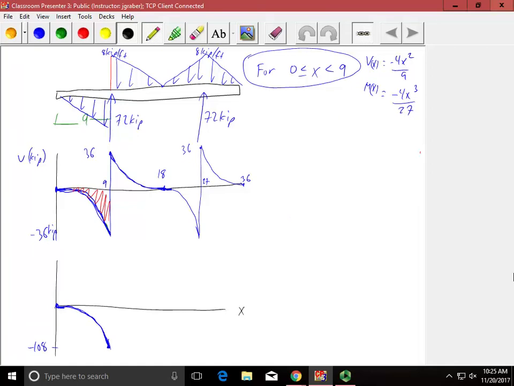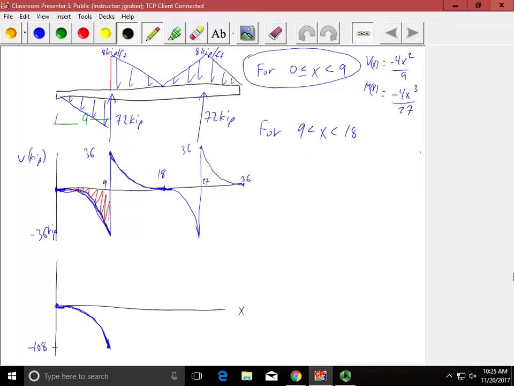Now we're going to do it for 9 less than or equal to x, less than 18. We can only go to those because we have discontinuities between them. For that, we know we can come up with a w(x). How are we going to come up with a w(x)? Point-slope form, exactly the same way.